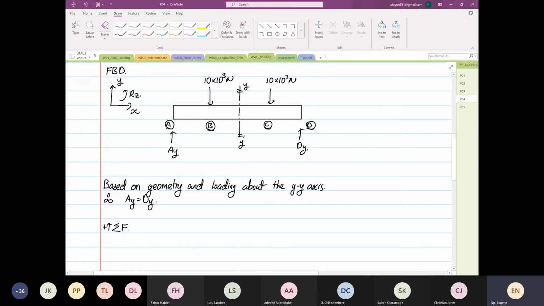Okay, so when that's the case, you can do static analysis. Summation of forces in the y direction is equal to 0. So you have Ay minus 10 times 10 to the power 3 minus 10 times 10 to the power 3 plus Dy is equal to 0. Because Ay is equal to Dy, you have 2Ay is equal to 20 times 10 to the power 3. Ay is equal to 10 times 10 to the power 3 Newton, and this is equal to Dy.